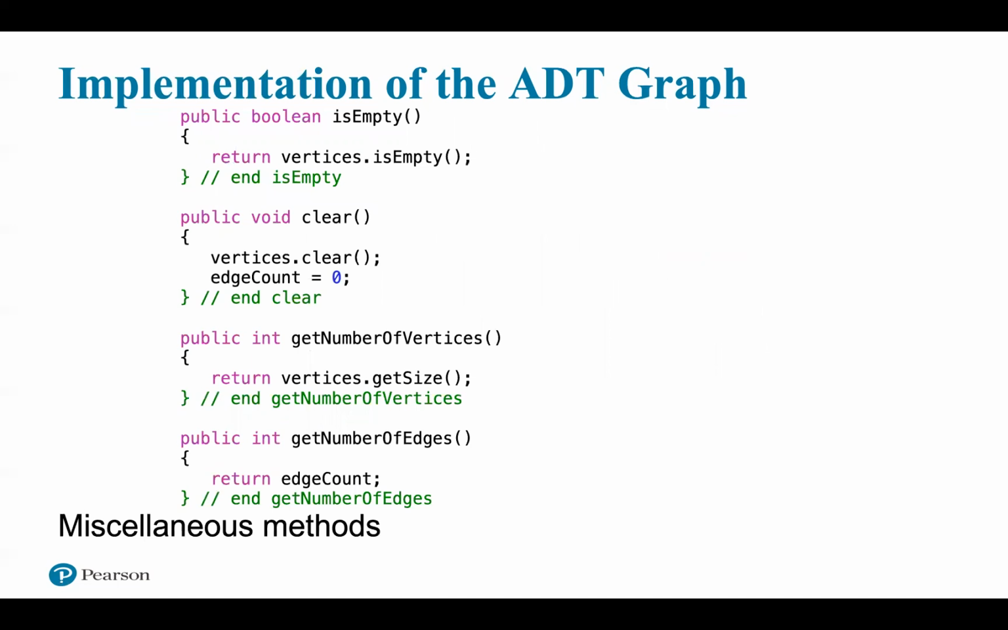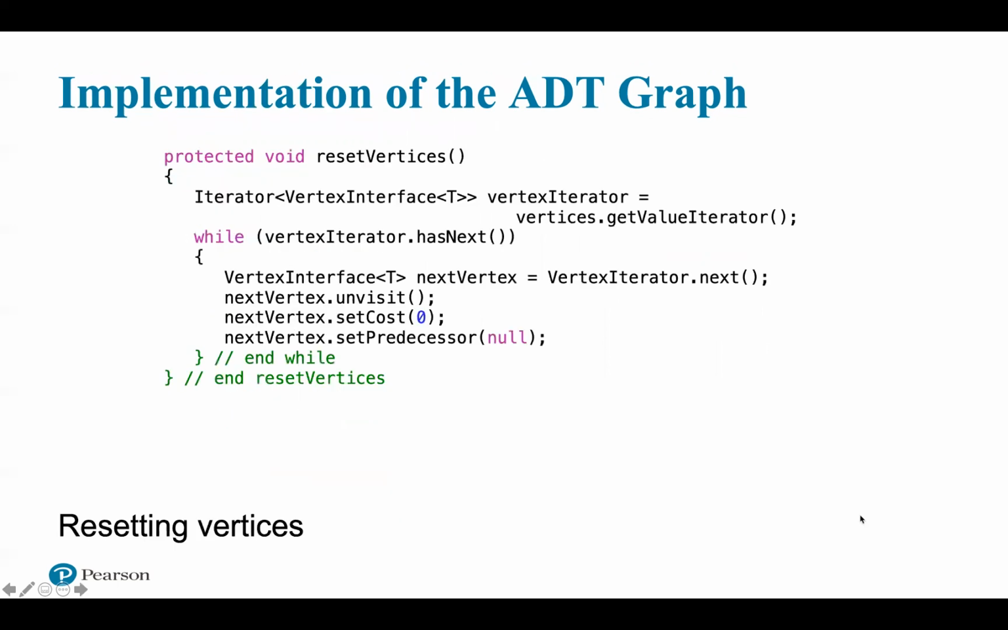For miscellaneous methods, the methods isEmpty, clear, getNumberOfVertices, and getNumberOfEdges have the following simple implementations. And so those are things that you can be thinking about.